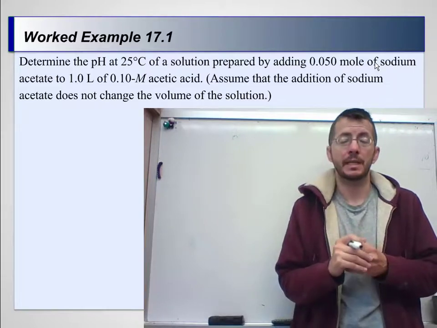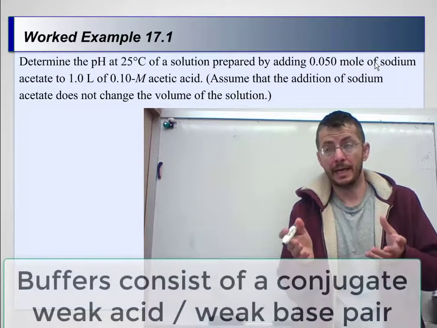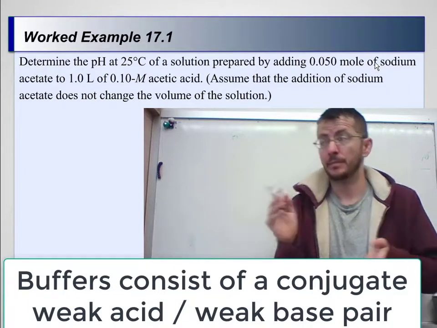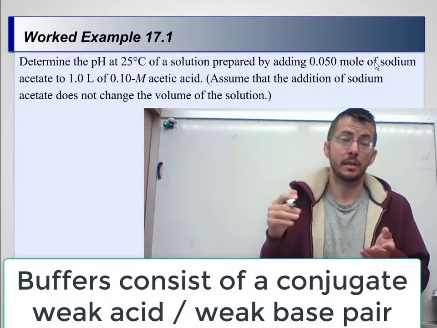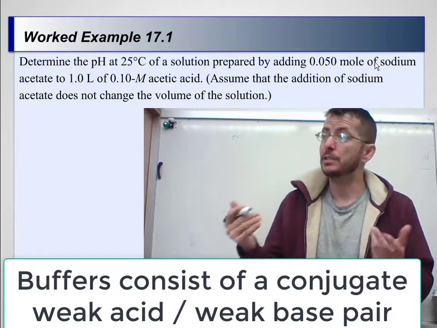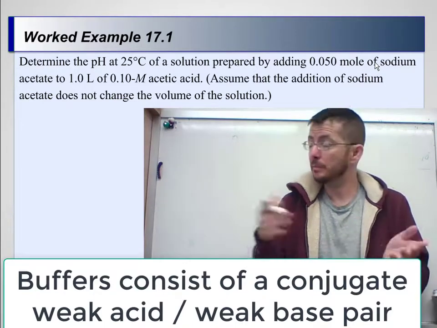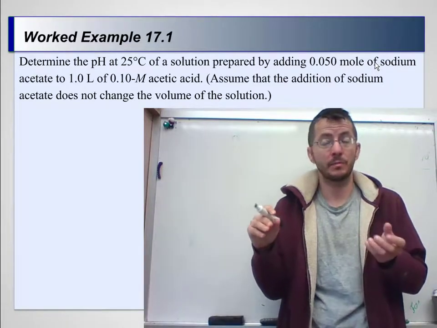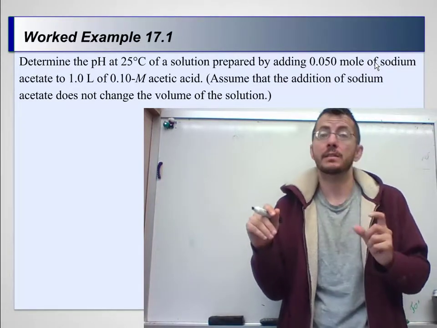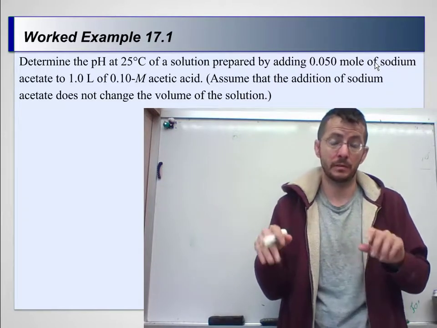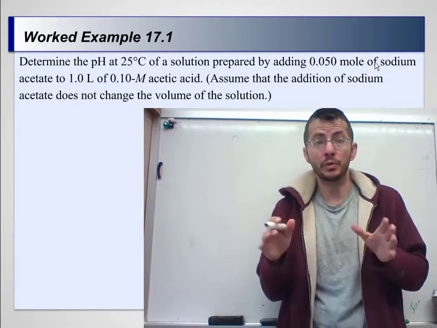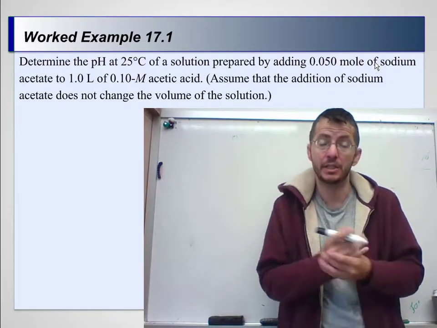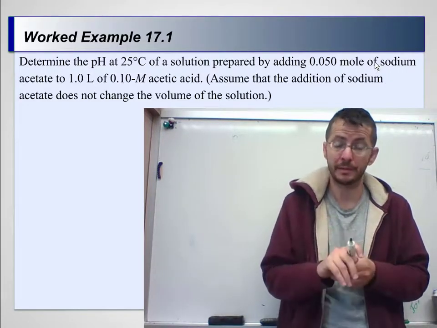Buffers are systems that contain a weak acid and its conjugate base in substantial amounts. Because of the common ion effect, these two components interact in such a way that they create a near constant hydronium ion concentration. So it's very useful for us in having essentially a fixed pH through this buffer.